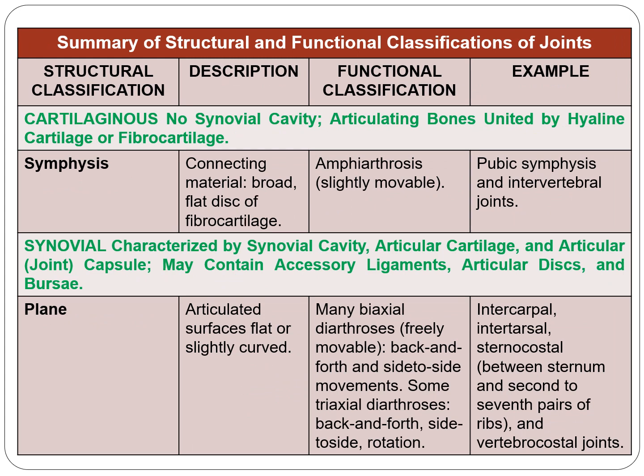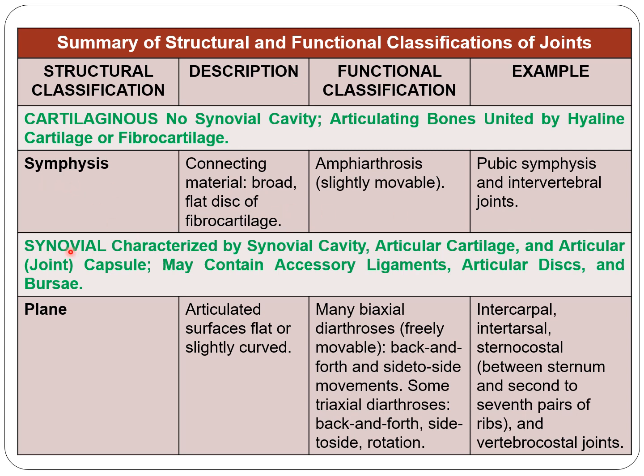The next type of cartilaginous joint is symphysis. Here the connecting material is a broad flat disc of fibrocartilage. Previously it is hyaline cartilage. Now it is a broad flat disc of fibrocartilage. And they are amphiarthrosis, that is slightly movable. Example is pubic symphysis and intervertebral joints. They come under symphysis joints.